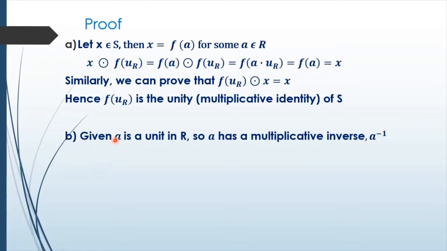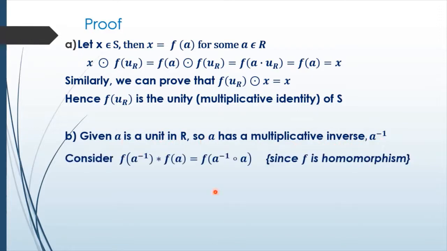Next, we have to prove that if a is a unit in R, then f of a is a unit in S, and the inverse, f of a inverse, is equal to f of a whole inverse. So if a is a unit, a has a multiplicative inverse, a inverse. Consider f of a inverse dot f of a. This is equal to f of a inverse dot a, as f is a homomorphism. So a inverse into a is nothing but ur. So this is equal to f of ur.